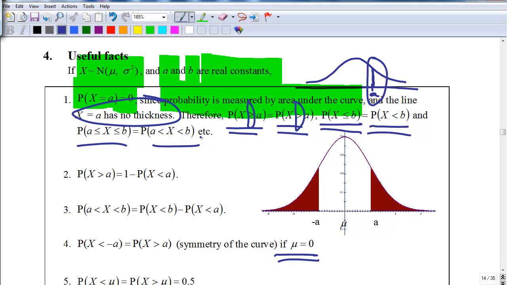Now, note that this is very different in a discrete case. When it's a binomial distribution or when it's Poisson distribution, the equal sign most likely will have a bearing on the probabilities.